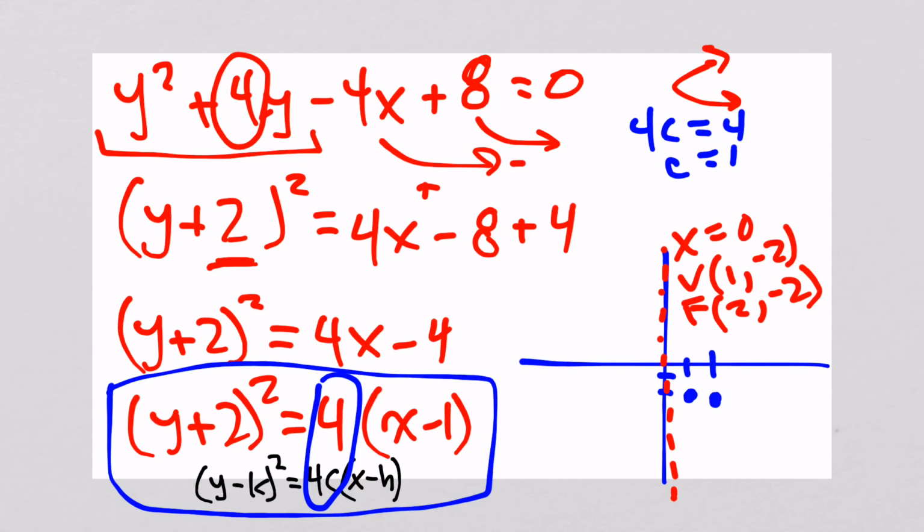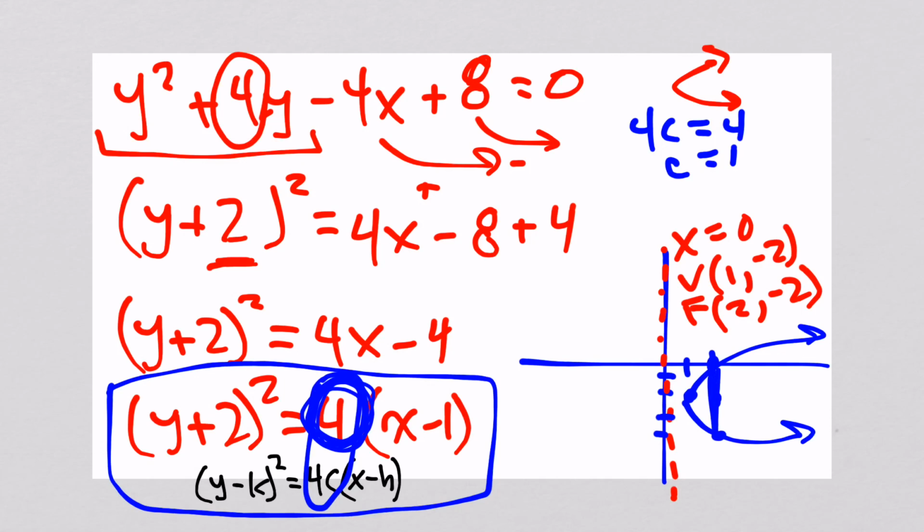And I can do one more thing to make my graph a little more accurate. If I line myself up with my focus, I can use this coefficient, that value of 4, to find the point above and below that. If I go 2 up, there's a point, and 2 down, there's a point as well. And now I can draw in my parabola from there.